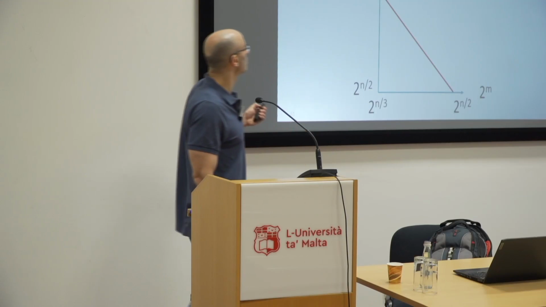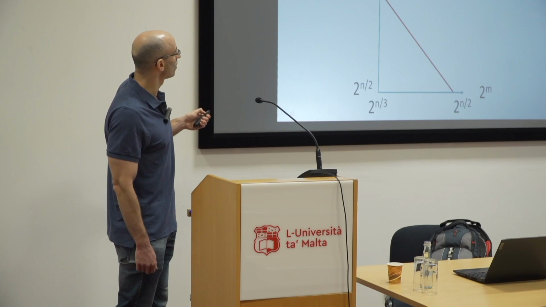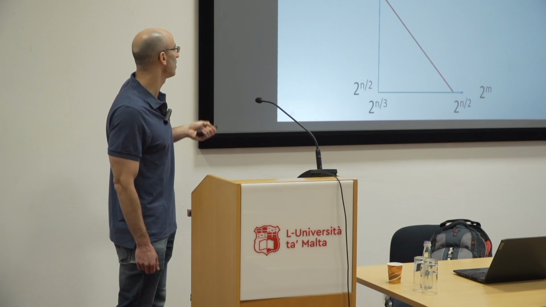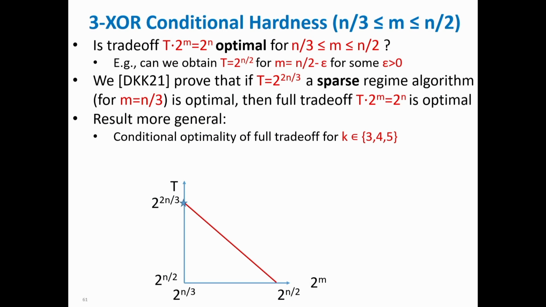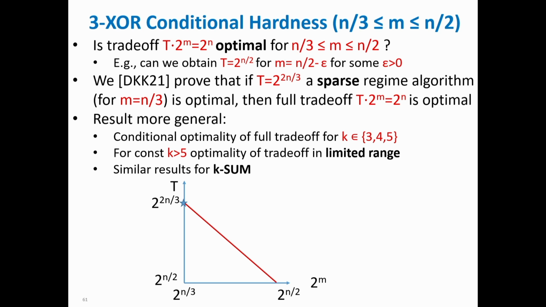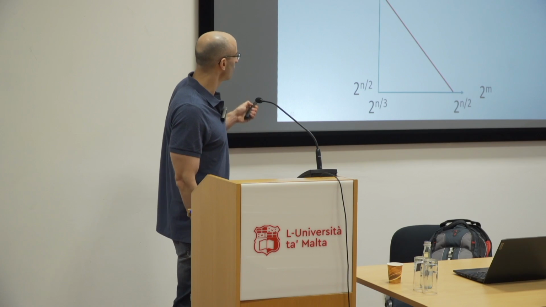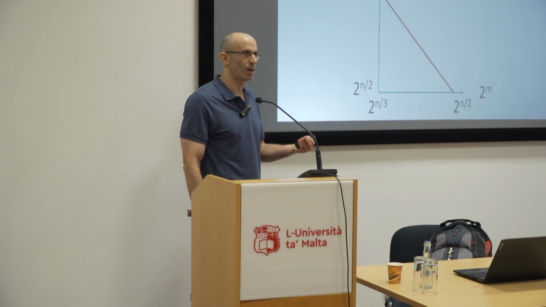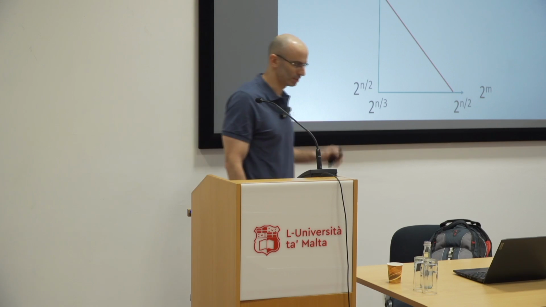We obtained the conditional optimality of full trade-offs for k equals 3, 4, and 5. I didn't talk about 4 and 5, but there are similar curves for 4 and 5, you can imagine. And for k larger than 5, there is also a trade-off, and we obtain an optimal trade-off, but for a more limited range of parameters. I mean, it's not for the full range of parameters. And we also obtain similar results for k-sum. But I'm just going to focus on this simple trade-off in the rest of the talk, just for simplicity.